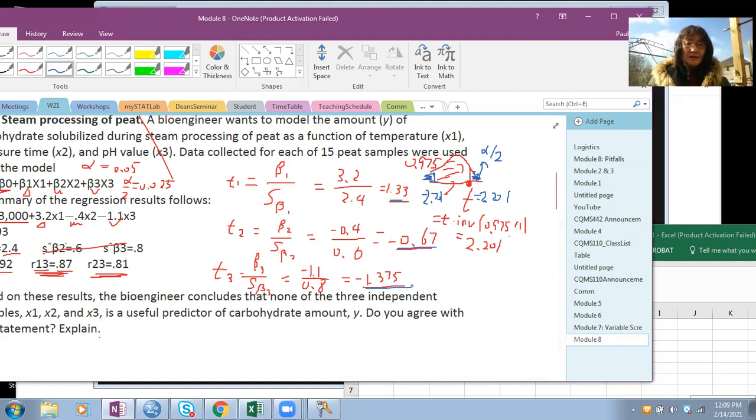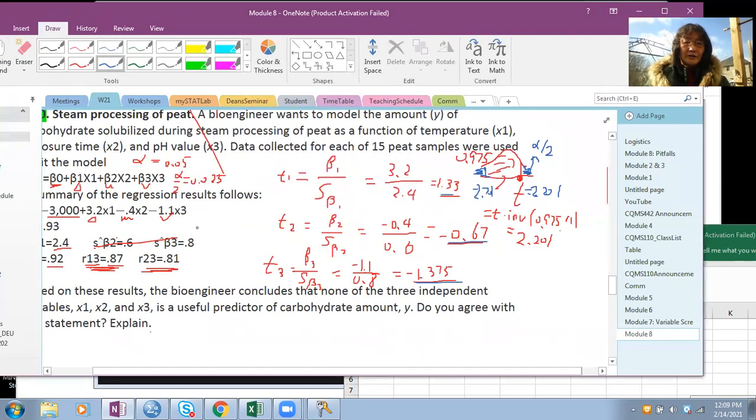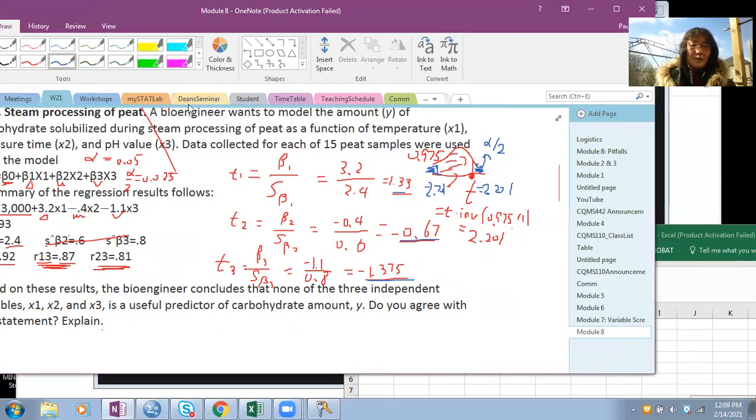Okay. So there is strong or extreme evidence of multicollinearity in this situation. Because of that, we cannot conclude none are useful, because maybe one or two of them are useful. If you put all three of them together, multicollinearity occurred. Okay, so the final conclusion, do you agree or disagree? Okay, disagree because of the multicollinearity.